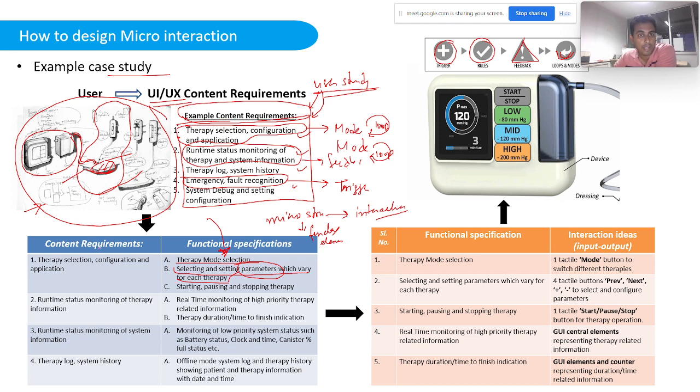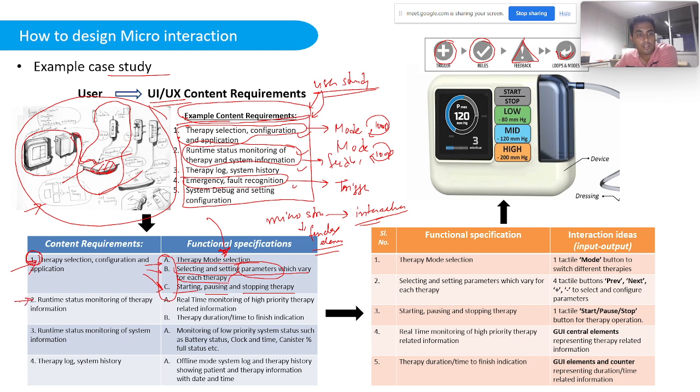So like that, for every requirement which was consolidated from user research data, we are trying to define them from the perspective of micro interactions. We are trying to define these functional specifications which involve both the functional as well as interactive aspects of the specification. So starting, pausing and stopping therapy. For this first requirement, we need these three specifications. Similarly, runtime status monitoring of therapy information.